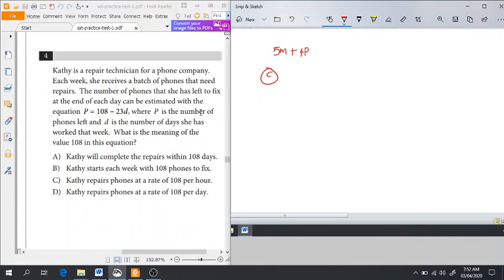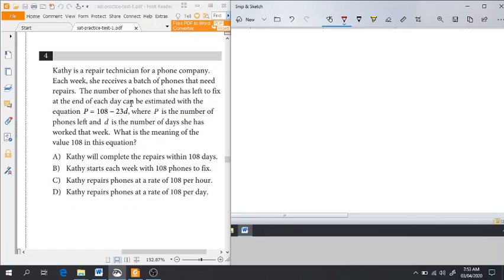Okay, question number 4 says, Kathy is a repair technician for a phone company. Each week she receives a batch of phones that need repairs. The number of phones that she has left to fix at the end of each day can be estimated with the equation P equals 108 minus 23D, where P is the number of phones left and D is the number of days she has worked that week. What is the meaning of the value 108 in this equation?